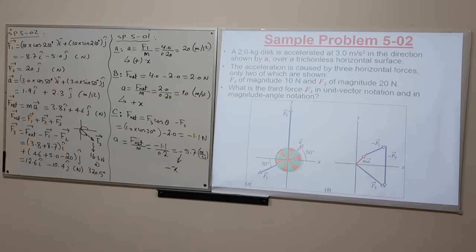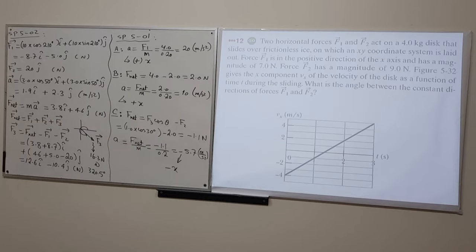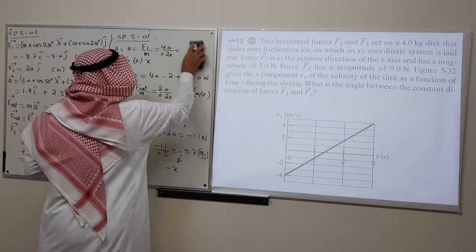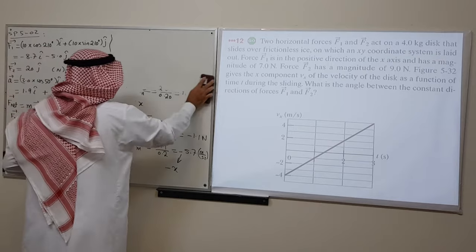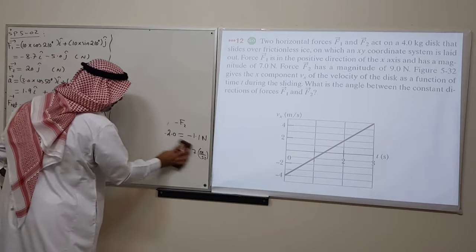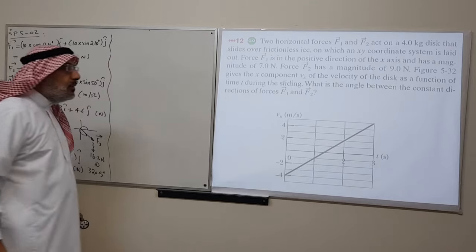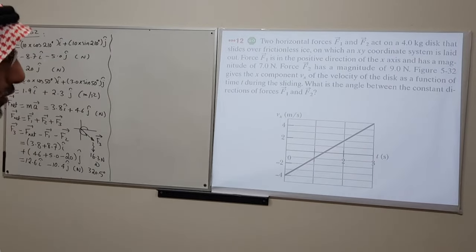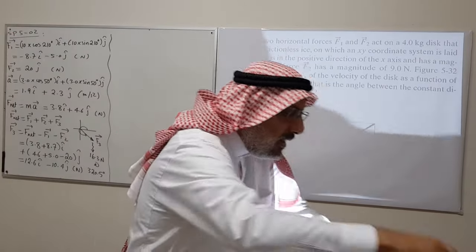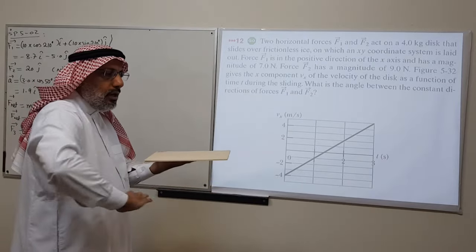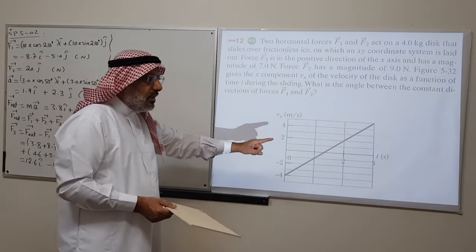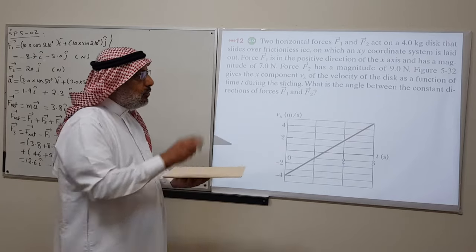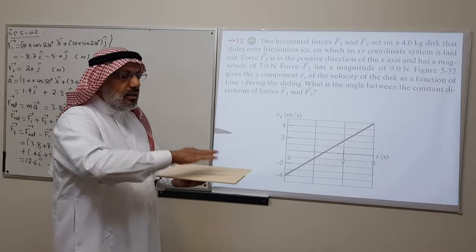We will conclude our discussion here with a problem from the book about simple application of Newton's laws, and that is problem 12 from the textbook. The problem says two horizontal forces. Again, horizontal means they are in a plane that is parallel to the ground. Okay? It's a different meaning from horizontal in mathematics. In mathematics, horizontal is the x-axis, vertical is the y-axis. This is not the case here. When we say horizontal, it means they lie in a plane that is parallel to the ground.